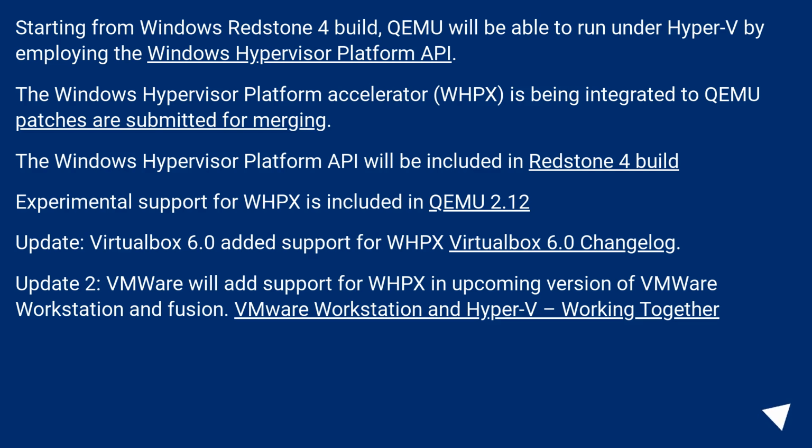Starting from Windows Redstone 4 build, QEMU will be able to run under Hyper-V by employing the Windows Hypervisor Platform API. The Windows Hypervisor Platform Accelerator, WHPX, is being integrated into QEMU; patches are submitted for merging. The Windows Hypervisor Platform API will be included in Redstone 4 build. Experimental support for WHPX is included in QEMU 2.12.